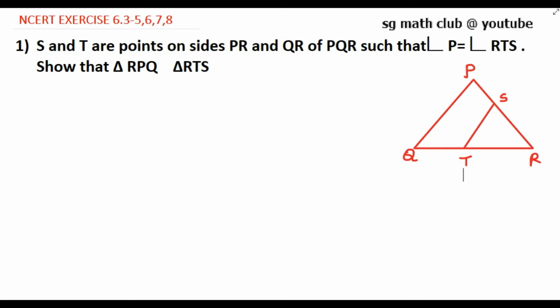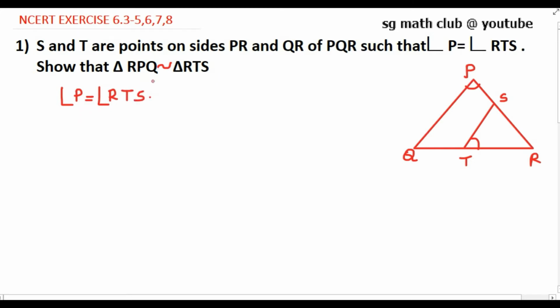The first question is, S and T are points on the sides PR and QR of triangle PQR such that angle P equals angle RTS. We need to show that triangle RPQ is similar to triangle RTS. So already in the question they have given angle P equal to RTS.